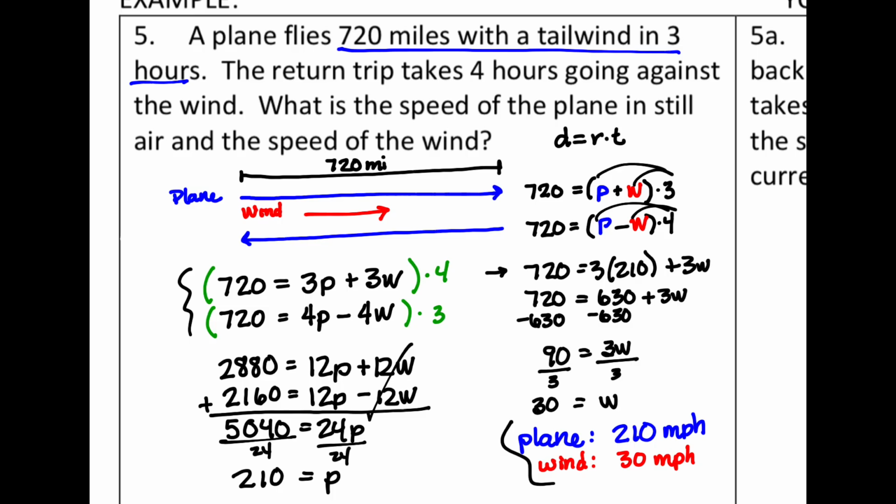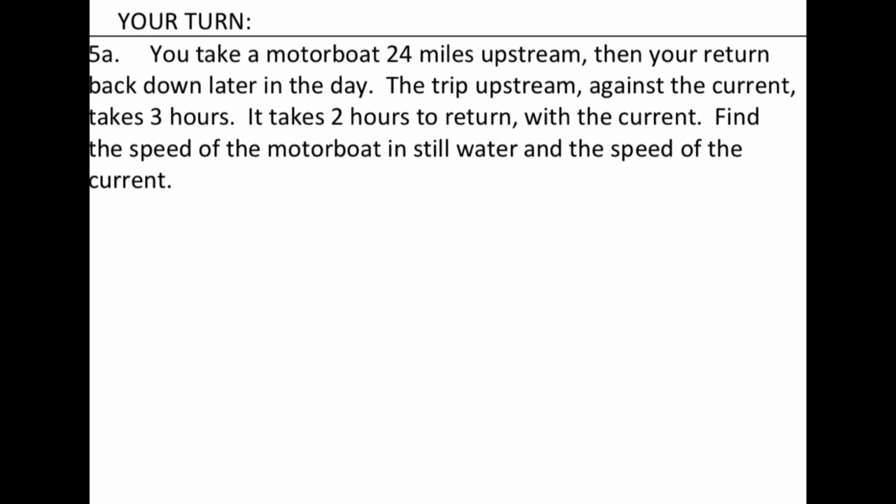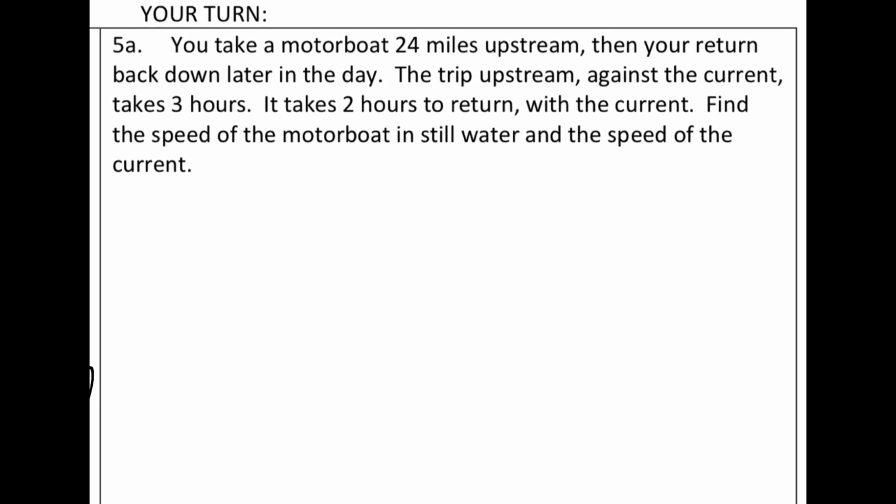Okay, but the idea is you have two equations, one for traveling one direction and one for traveling back, and you take the wind into consideration on both of those. Okay, so go ahead and try yours. This one is talking about a motorboat going up and downstream. Okay, so the speed of the current is replacing the speed of the wind. Okay, all right, go ahead and try.